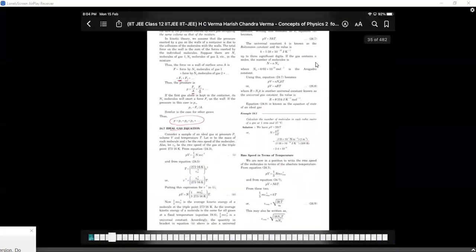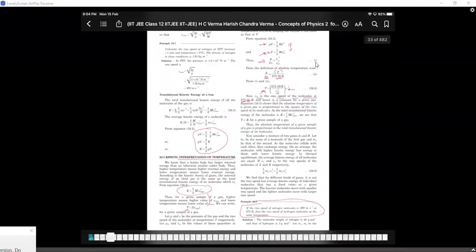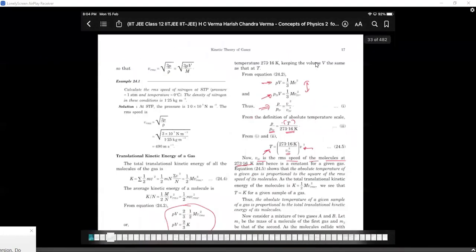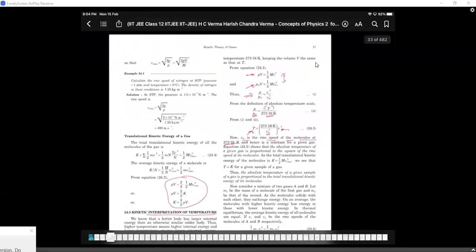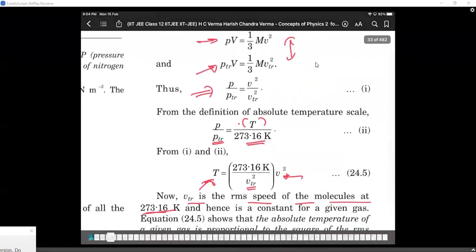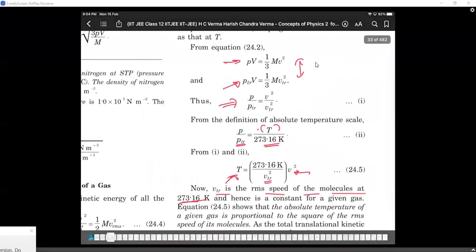Do you remember this part where we discussed this equation, PV equals 1/3 mv square? They talk about temperature and VRMS, the relation between the temperature and VRMS. I've taken you through this. They take a specific temperature and a specific VRMS at a specific point.